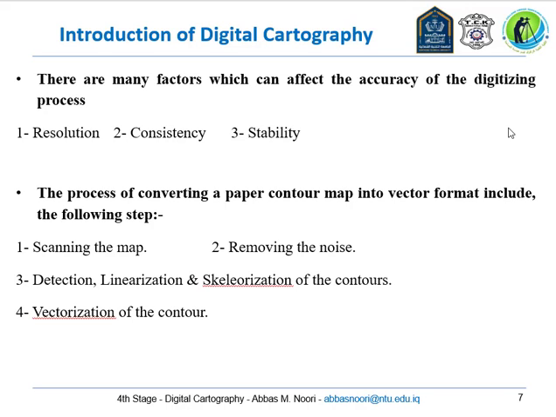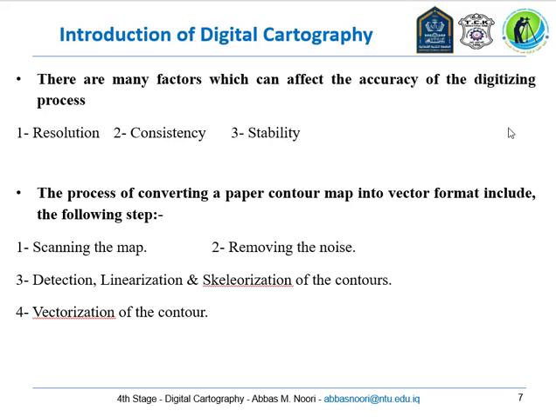The third one, stability. The stability depends on the person who draws the map, or converts from the analog to the digital, how precise this person is, how to go right, or convert the data with stability and no error.